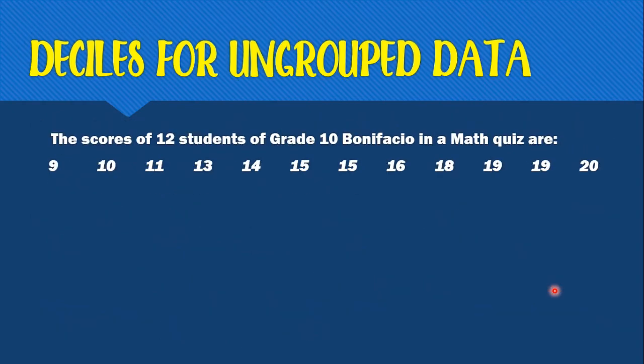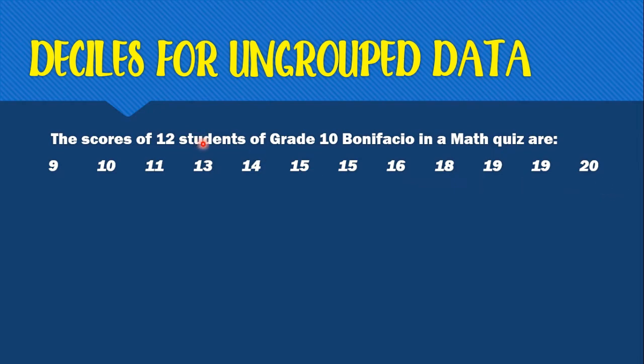Now, to compute for the deciles for ungrouped data, we will compute this the same way that the quartiles are calculated. So let's have an example. The scores of 12 students of grade 10 Bonifacio in a math quiz are 9, 10, 11, 13, 14, 15, 15, 16, 18, 19, 19, and 20.